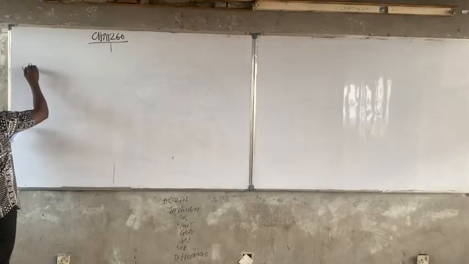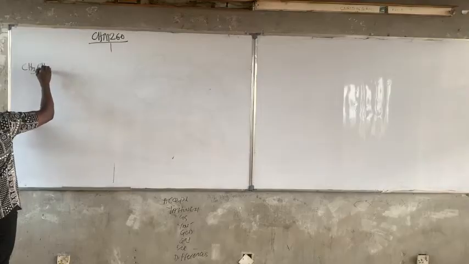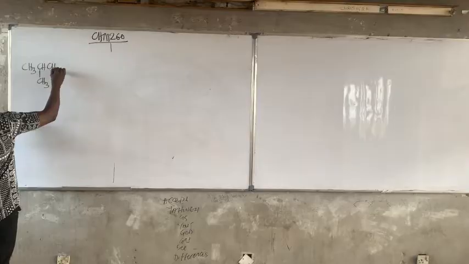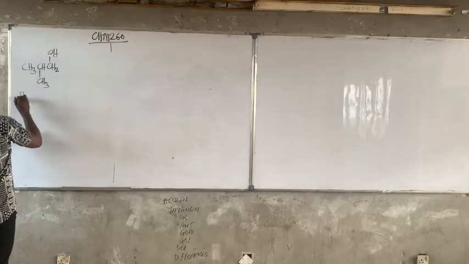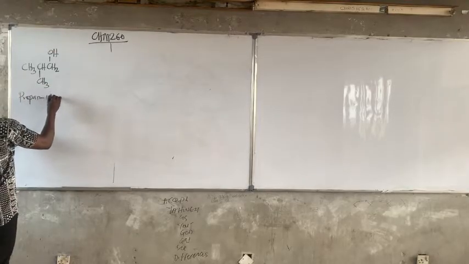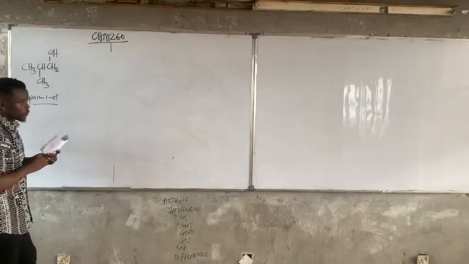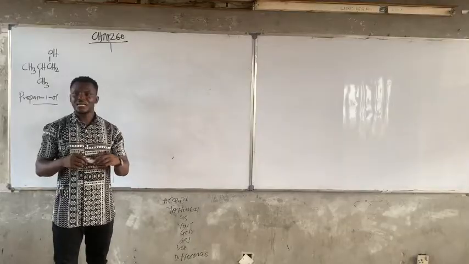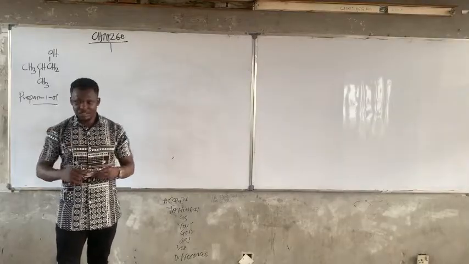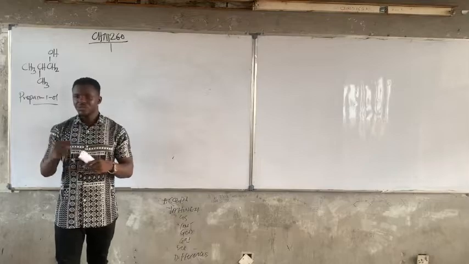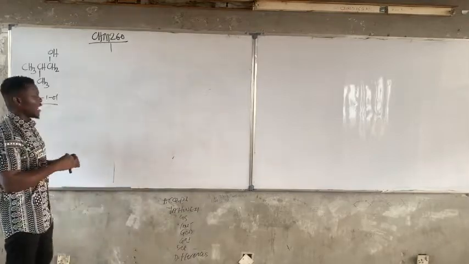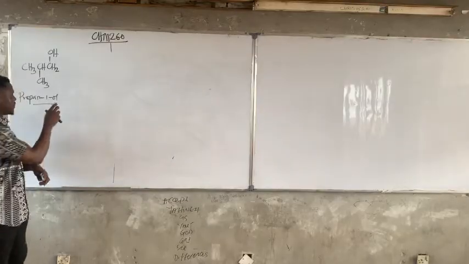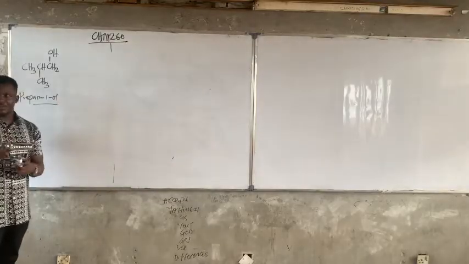This is CH3, CH, CH2, and then the OH. This is an alcohol. Primary alcohols can be oxidized to aldehyde, which can further be oxidized to carboxylic acid. Secondary alcohols can be oxidized to ketone. Anytime you are asked to show oxidation of an alcohol, the first thing you do is verify if that alcohol is a primary alcohol.